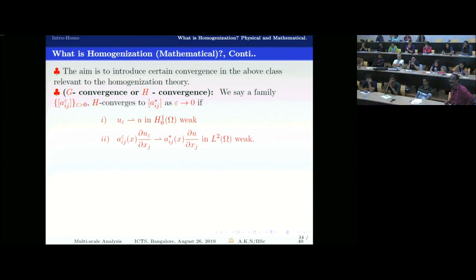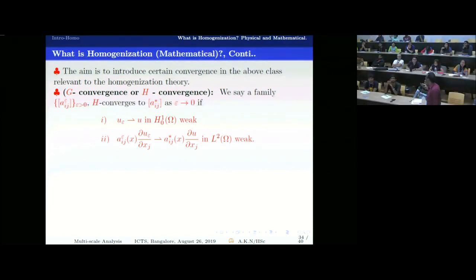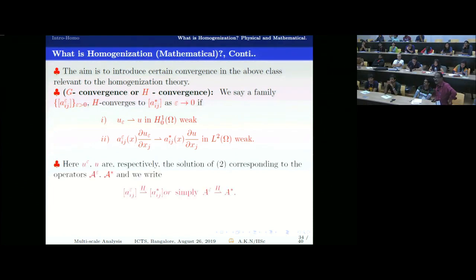You see, the averages converge separately, but the product is converging to some other product. It is not the product given by the averages. If that happens, then I say that the corresponding family of matrices H-converges to a matrix. H may be homogenization, or D for De Giorgi, or Green's function. There are various stories of how this name came up, whatever it is. This is what you are going to do.